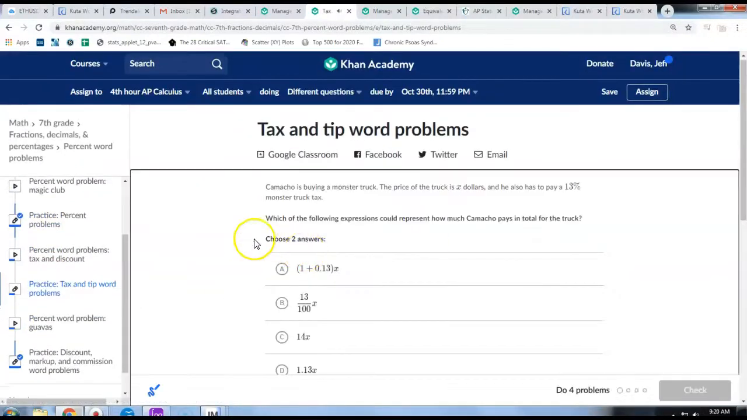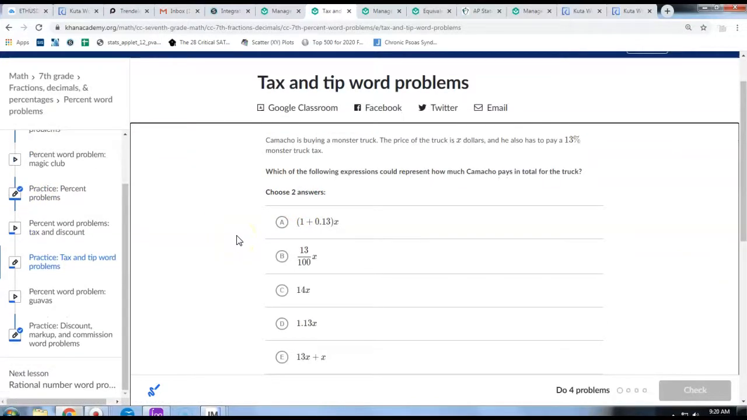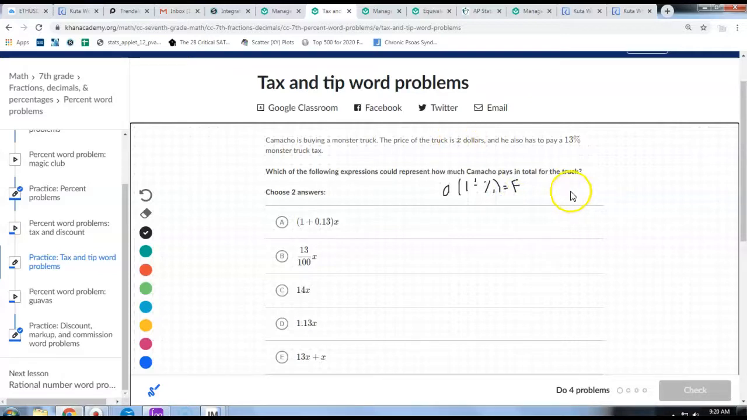Just do another one of these. Oh, this is good because this has got X's. Okay, so think about that same formula I just went through. Original, 1 plus or minus the percent equals final. The price of the truck is X dollars.